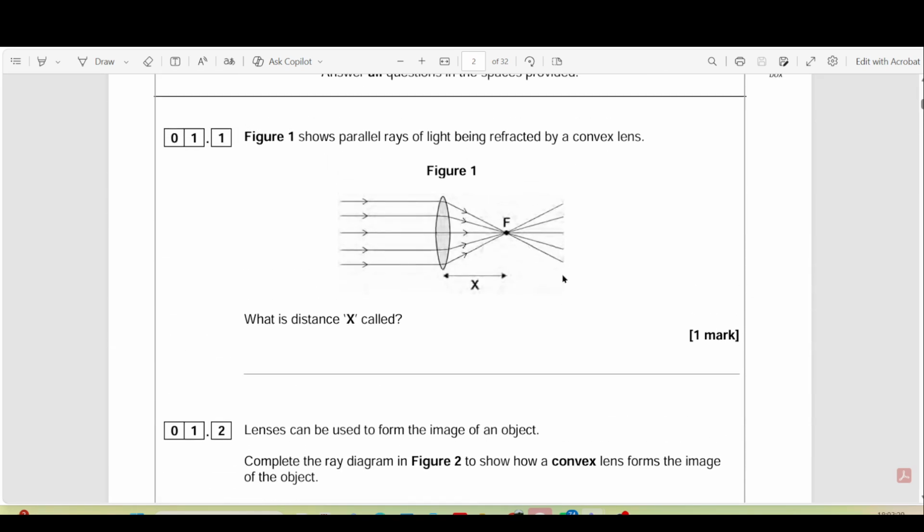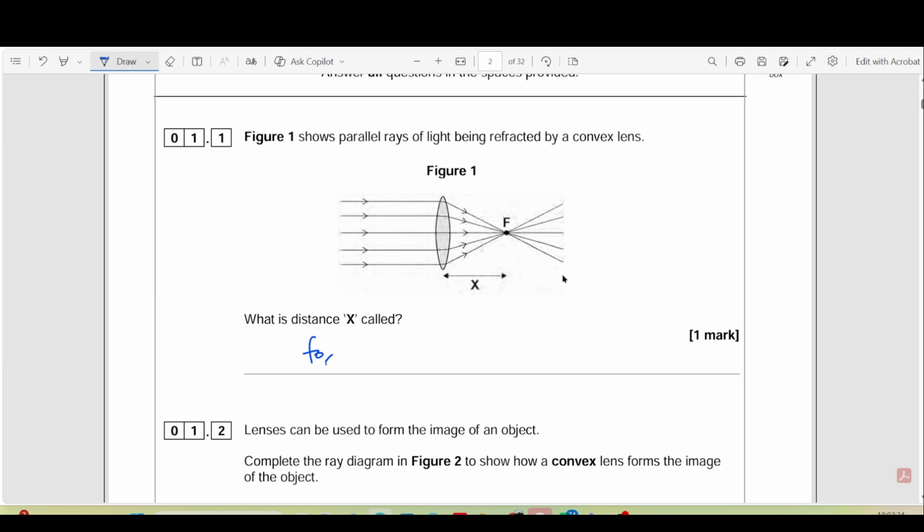What is distance x called? This is called focal length. The distance from this center till focus is called focal length.